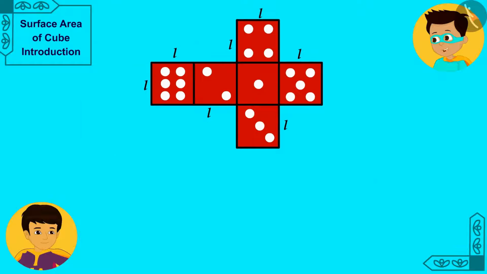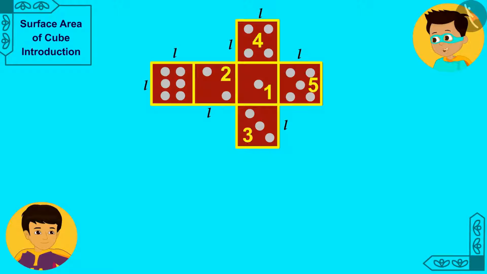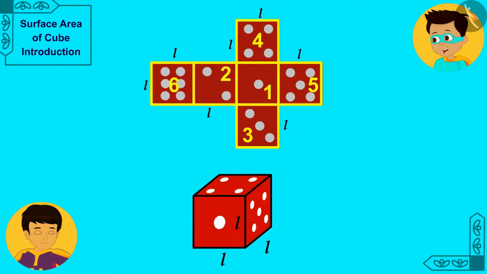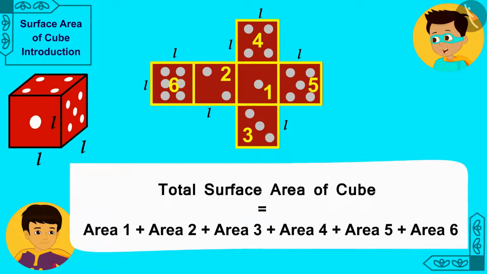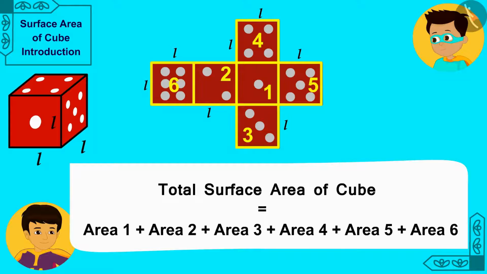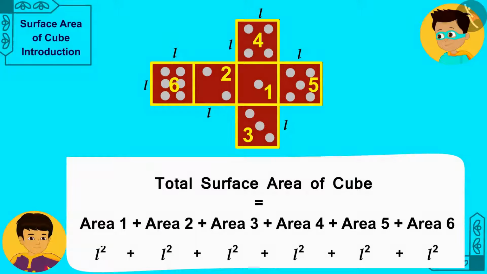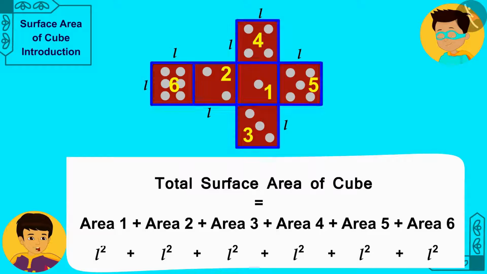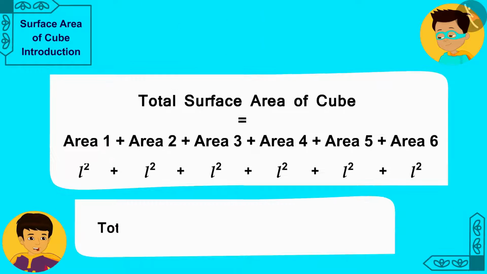Hey, wow! So if we add the areas of all these faces, then we will know how much paper will be required to cover it completely. But the sum of all the faces of this cubic dice will be equal to its total surface area, right? And look, Thomas, all these faces are exactly the same. Therefore, the total surface area of the cube will be 6 times the square of L, where L is the length of each side of the cube.